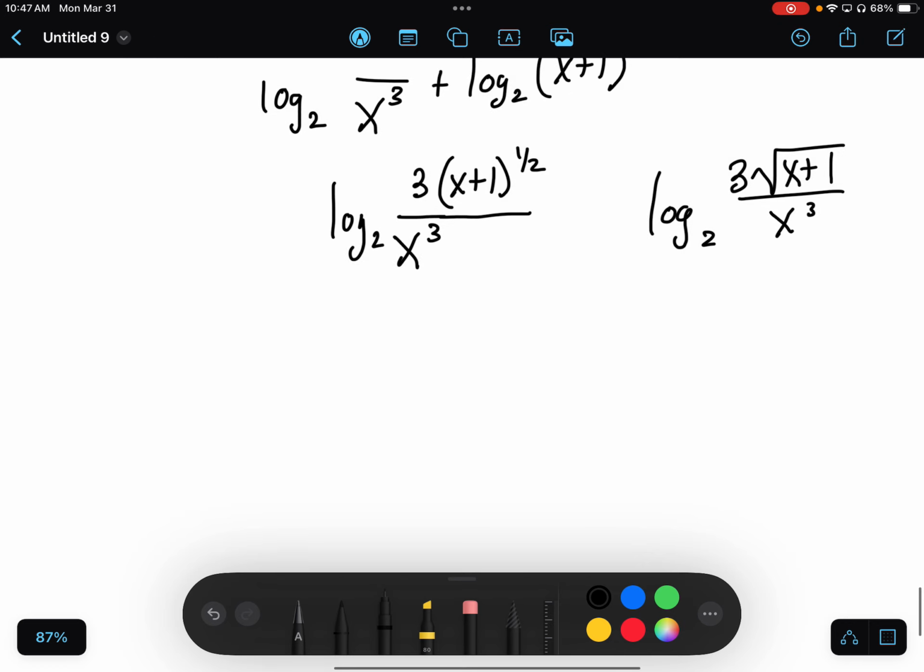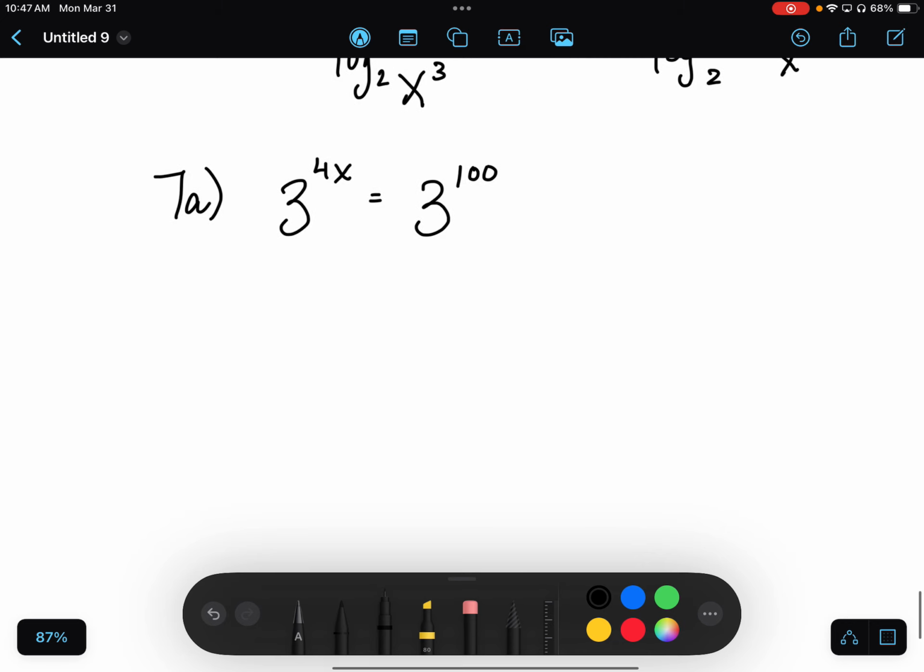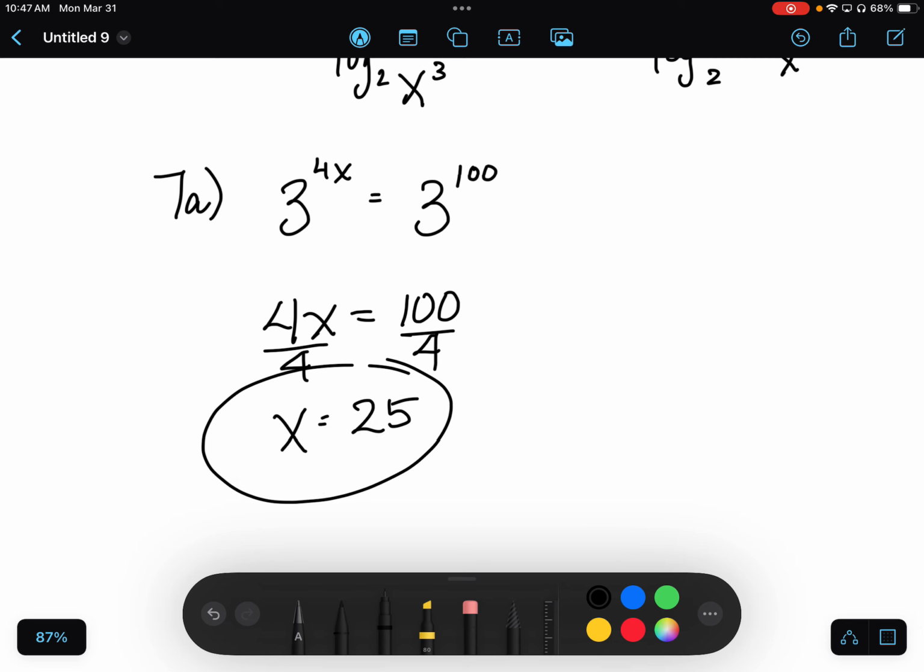All right. 7A. 3 to the 4x equals 3 to the 100. Again, like we said a little bit earlier, if the bases are the same, they can cancel each other out, and you're left with 4x equals 100. Divide by 4, and 100 divided by 4 is 25.